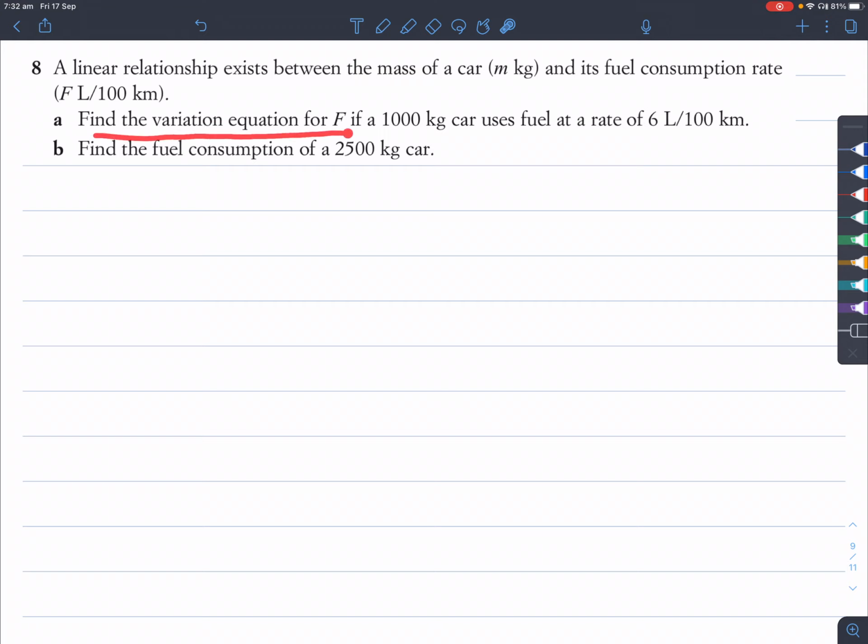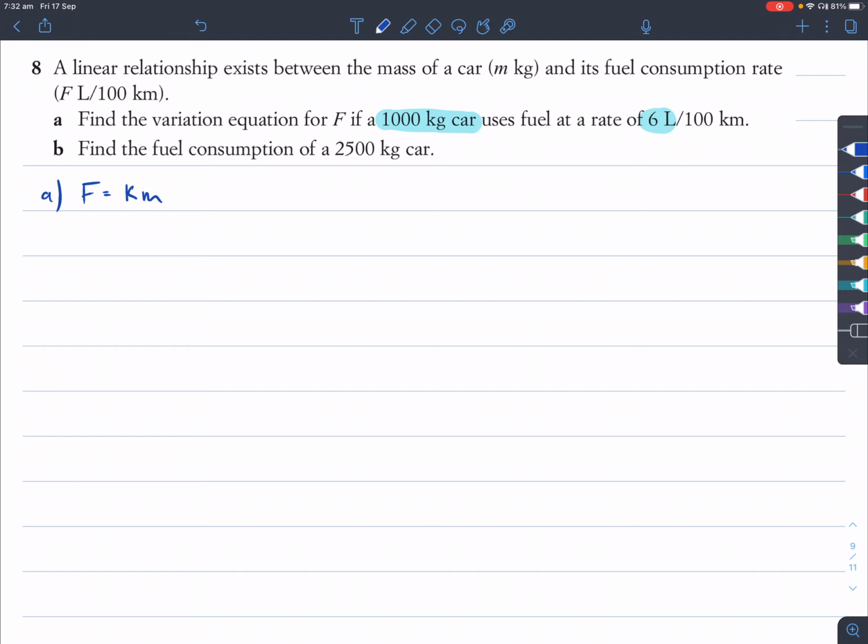Find the variation equation for F, the fuel consumption rate, if a 1,000 kilogram car uses fuel at the rate of 6 liters per 100 kilometers. So the two numbers we're going to be using are just this and this, but we're using those two numbers to find a variation equation for F. So F, the fuel consumption, is directly proportional to the mass of the car.